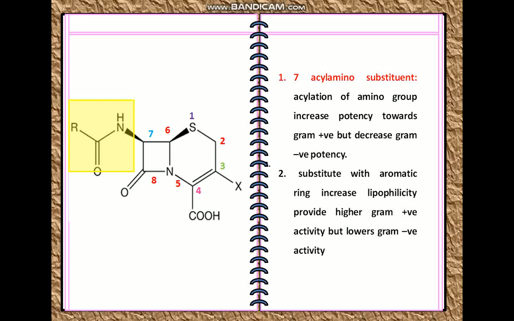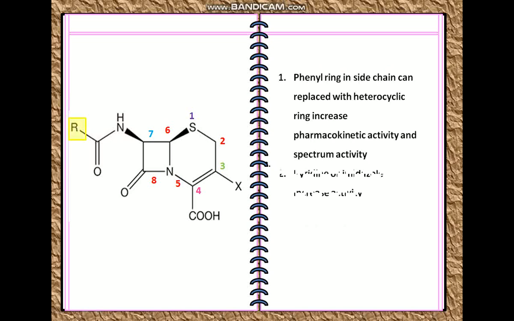Next, the phenyl ring in the side chain can be replaced with a heterocyclic ring. Here the aromatic ring is replaced with a heterocyclic ring, then it increases the pharmacokinetic activity and spectrum of activity. So when the phenyl ring is replaced, the drug increases in spectrum of activity and pharmacokinetic activity.